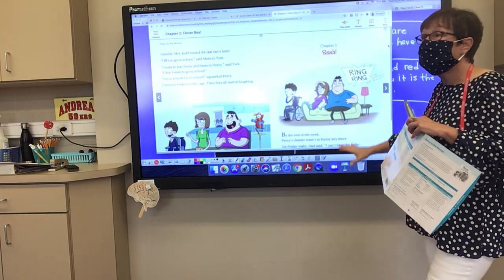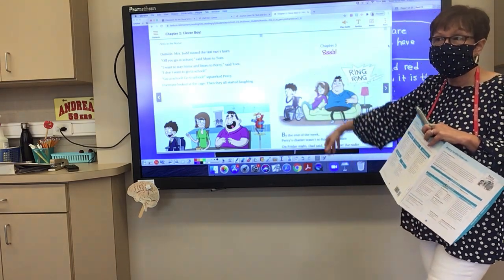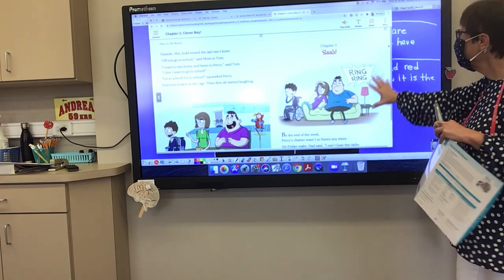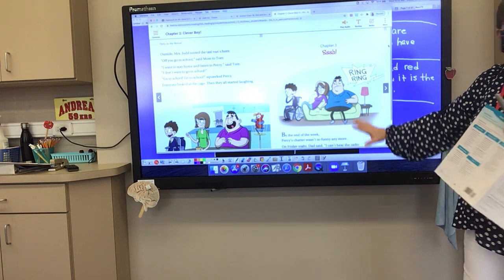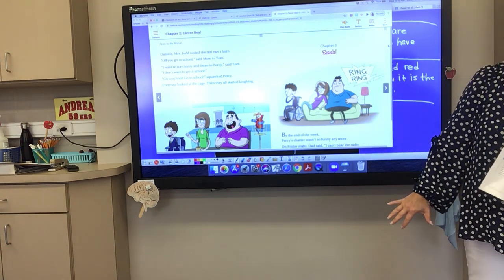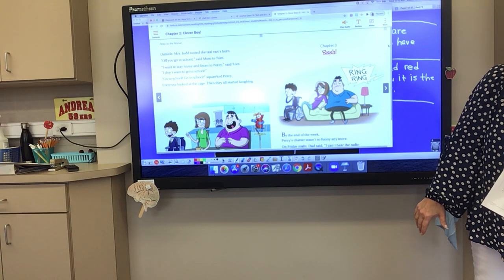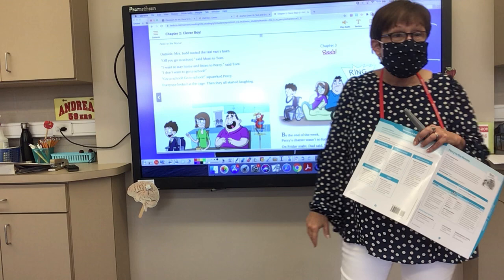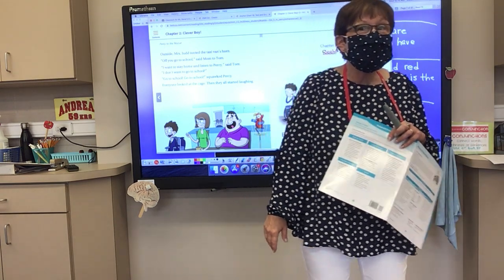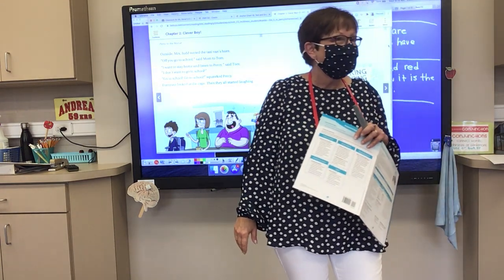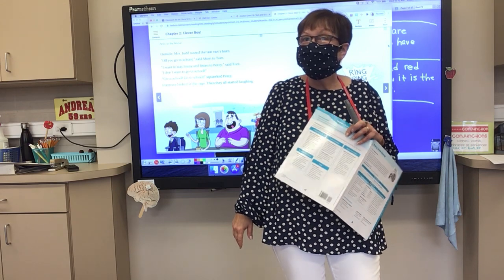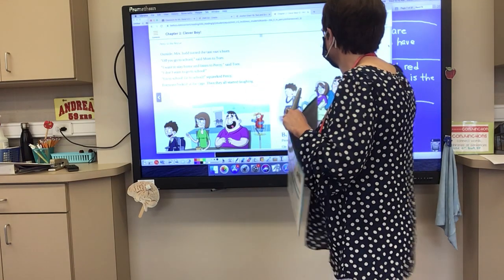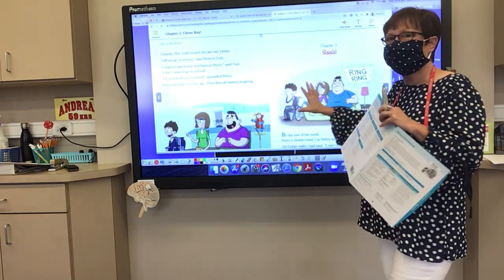Do you see another text or graphic feature on this page? Ethan? Ring. Ring, and it's in a what? What do we call that? Speech. A speech, what is it, Elisa? Bubble. It's a speech bubble. A speech bubble. So it's in a speech bubble.